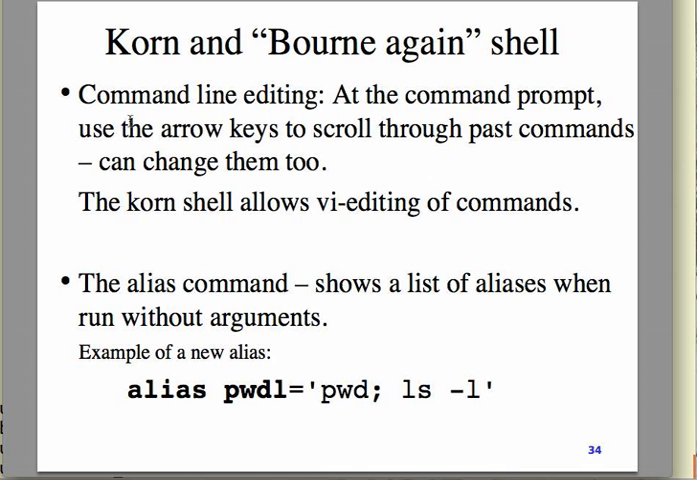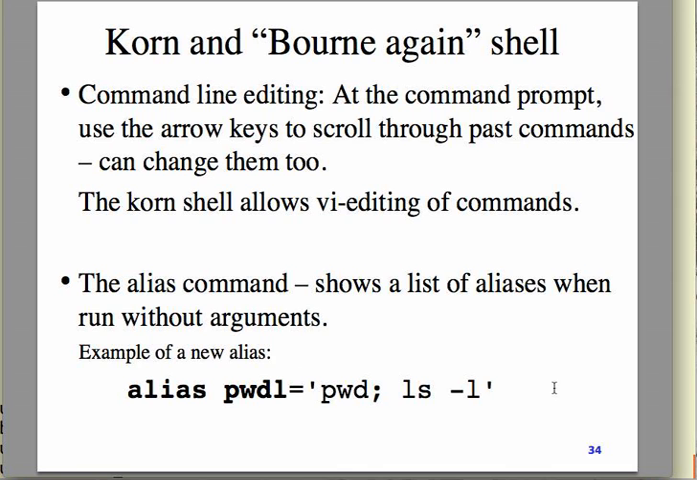In addition to this, the Korn shell allows vi editing of commands. We're not going to discuss this here, but it's discussed in detail in the book. If you want to try the Korn shell, it allows you to re-edit old commands, and you can use vi to edit the command. But I want to move on and look at another thing that's common to both the Korn shell and Bash, the Bourne Again shell, that is the alias command.